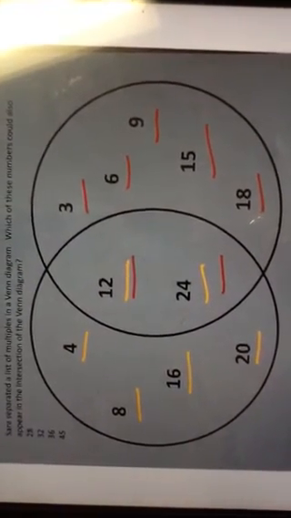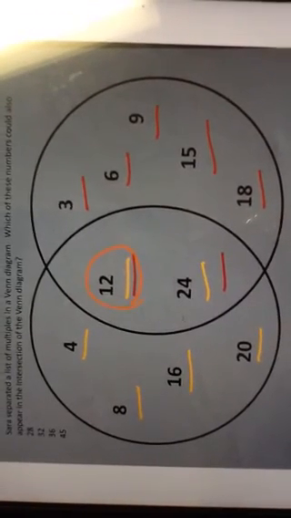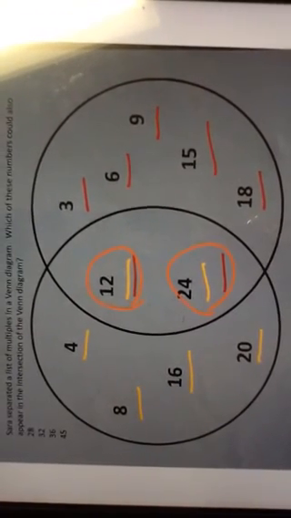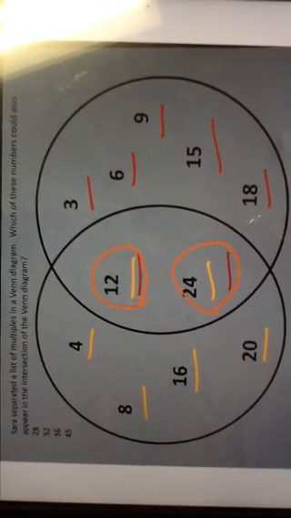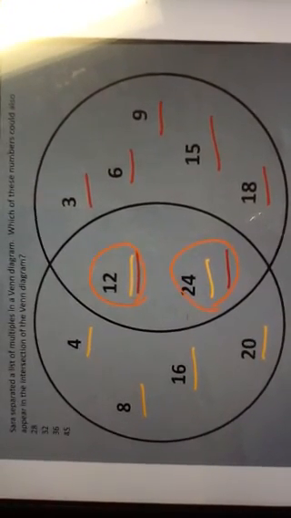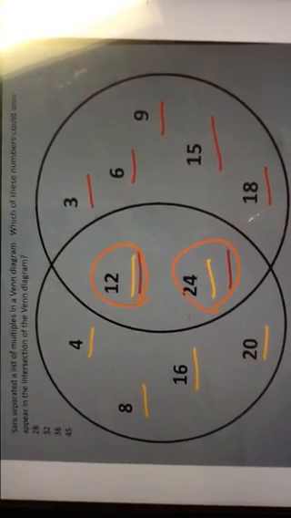So this center section, we have a 12 and a 24. That's because you can multiply 4 times 3 to get 12, or 3 times 4 to get 12. So they share a product.